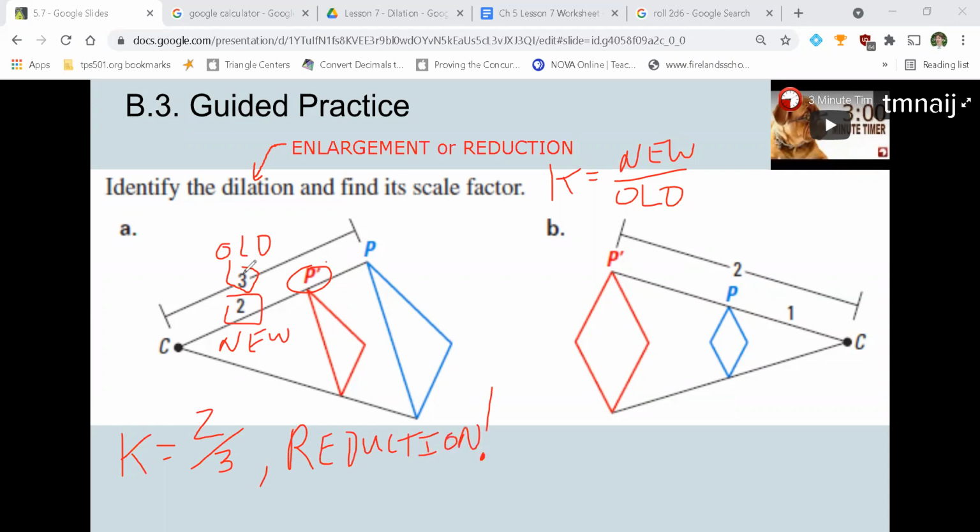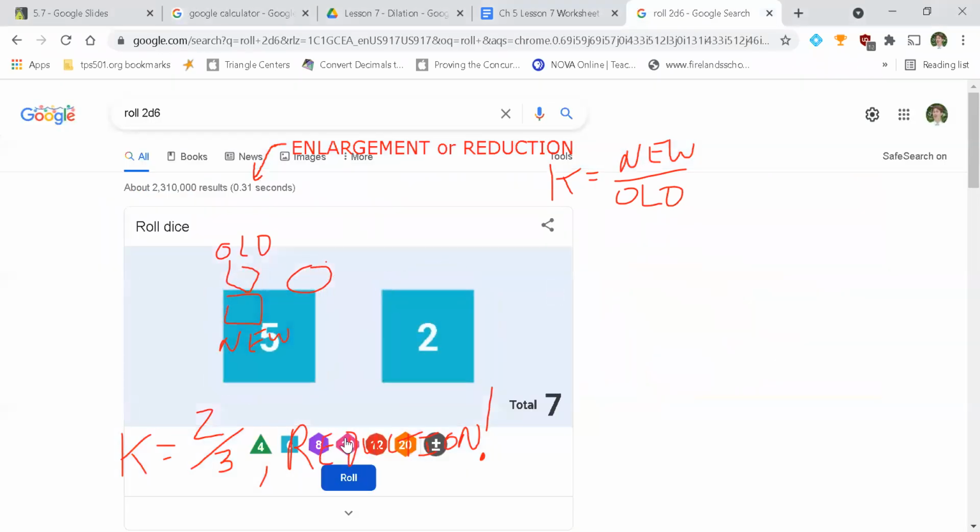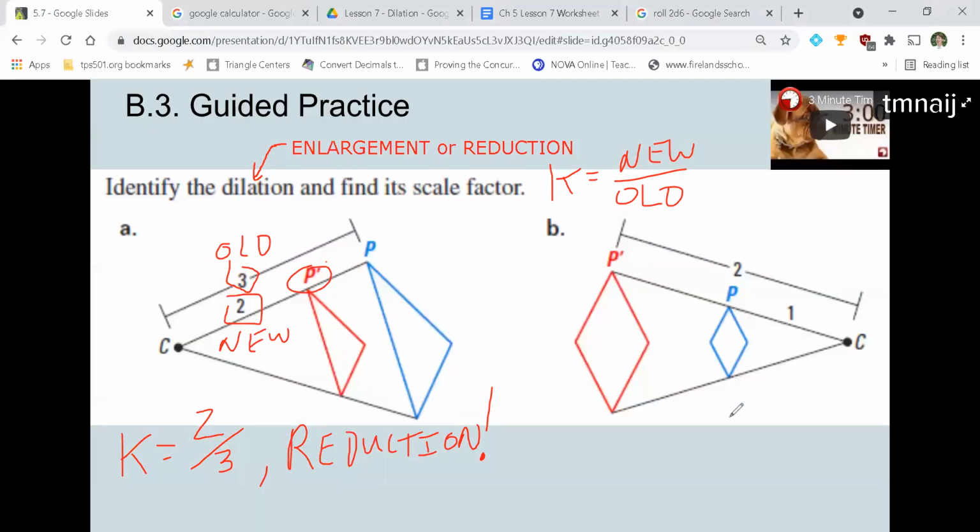All right, and then for problem B, let's go with Brock. I feel like you might be the most called up person in this class. You're just a lucky guy. All right, which of these is my new number? The 2 or the 1? Yeah, that's right. That's the new. Means the 1 is the old number. So our scale factor is what? 2 divided by 1? That's just 2. So is this enlargement or reduction? Enlargement. Very good. It became twice as big.